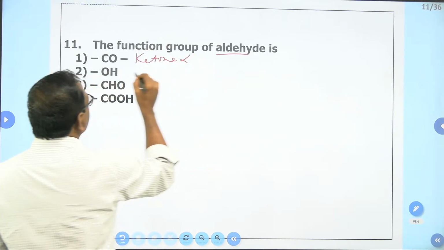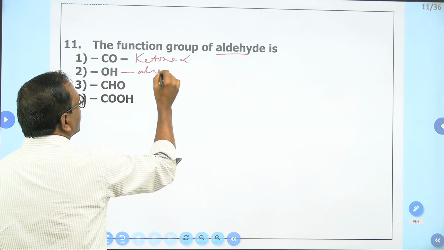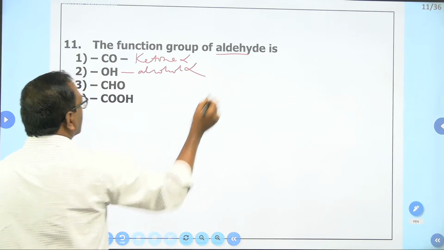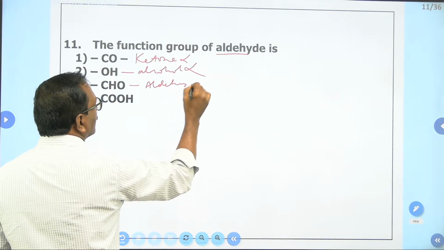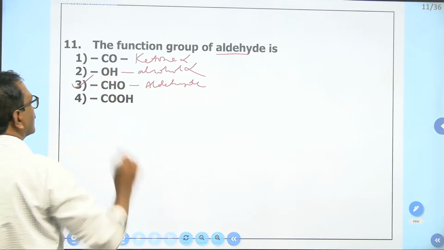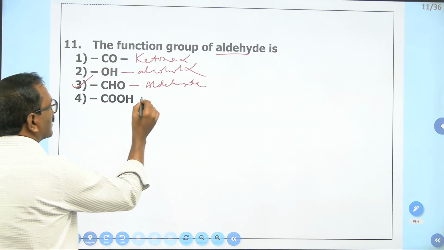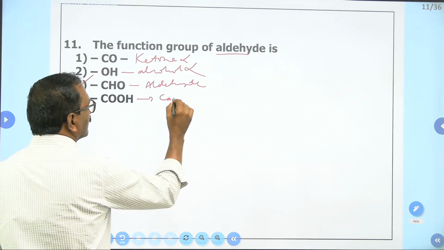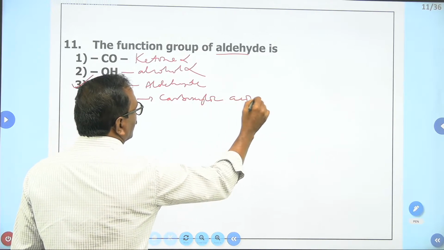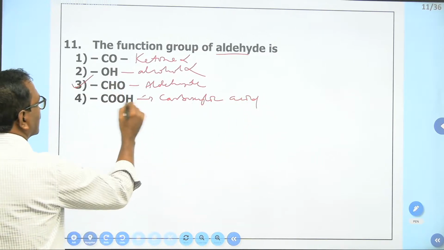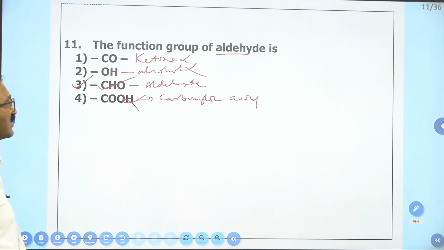This is not correct. This is the alcohol functional group. This is also not correct. Now this is the aldehyde functional group. Hence the third one is the right option here. The fourth one is the carboxylic acid functional group. This is also not correct. Only the third one is the right answer here.